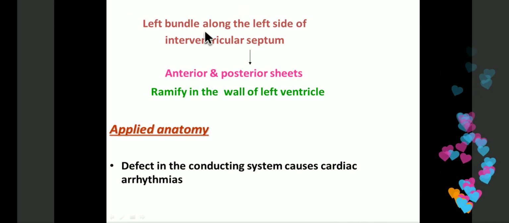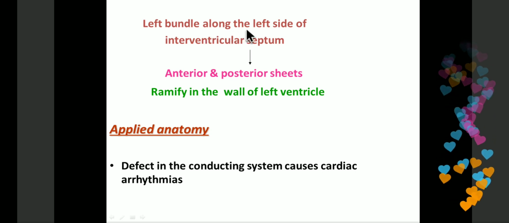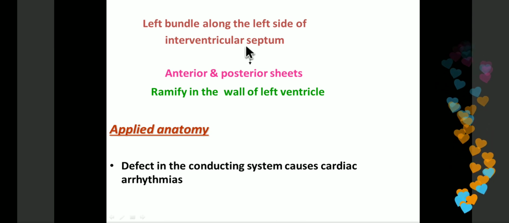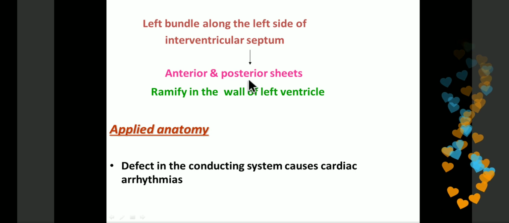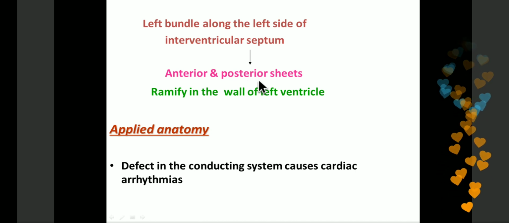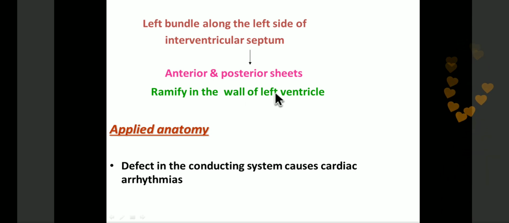The left bundle of His is along the left side of the interventricular septum. It divides into two sheets, the anterior and the posterior sheets, which ramify in the wall of the left ventricle. If there is any problem in this conducting system of the heart, that can cause arrhythmias, or an irregular heartbeat.